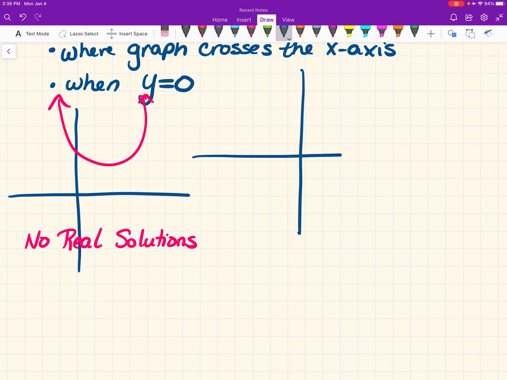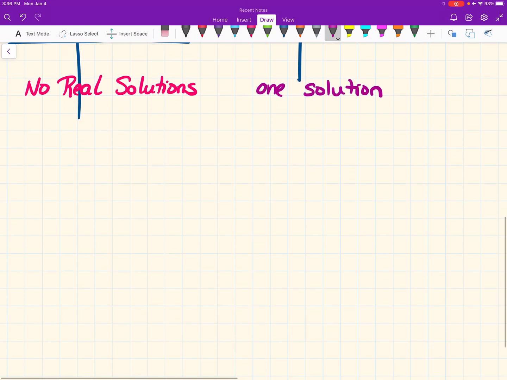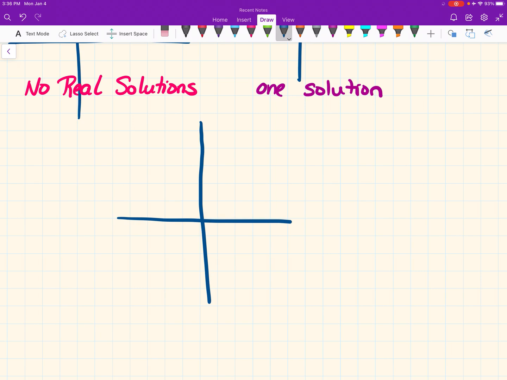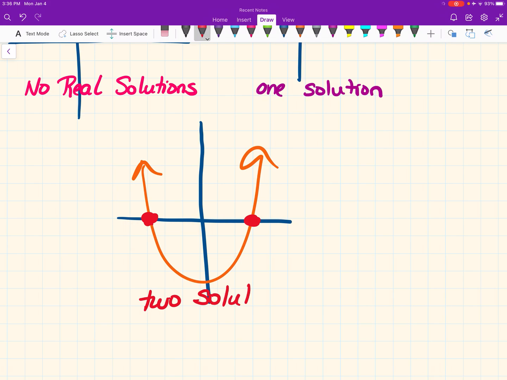We could have where the vertex is just sitting right on the axis. So it doesn't really cross the x-axis, but we call it that, and that's going to be 1 solution. The only other possibility with parabolas is the one that we're the most familiar with, and that's where it crosses the x-axis twice. Wherever it crosses twice, that's 2 solutions. Okay, so those are the possibilities.